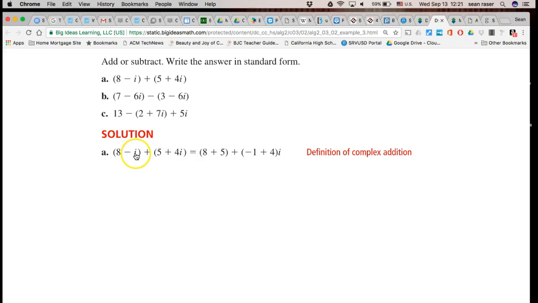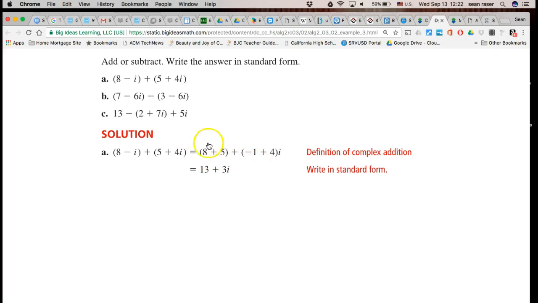So here, when it says minus i, that's the same thing as minus 1i. The 1 is implied. We don't write down 1x, we just write x. So here, our coefficient for the first complex number is negative 1, and then we have 4i. So our solution is going to be 8 plus 5, which is equal to 13, and then plus the imaginary part, which is negative 1 plus 4, is positive 3. So we're going to have 13 plus 3i.